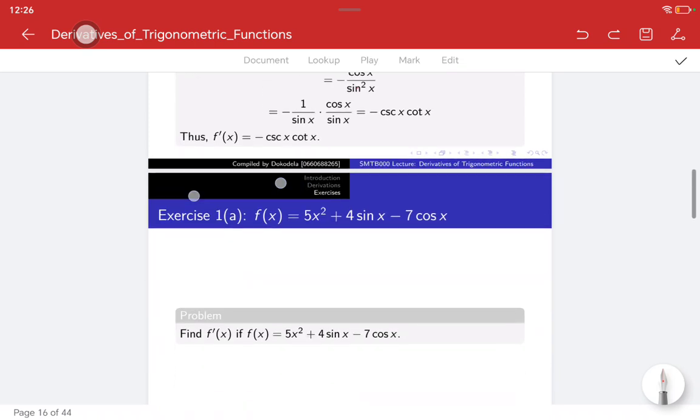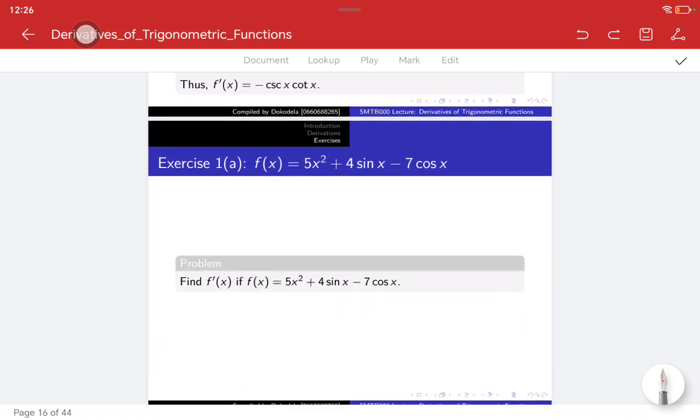Now let's see. Now we have this here. This is so simple to a point that if they give you such a question in a test or an exam, they would be saying take these 3 marks, right? Because it's simple. Now when we see here, they say find f prime of x if f of x is equal to 5x squared plus 4 sin x minus 7 cos x.